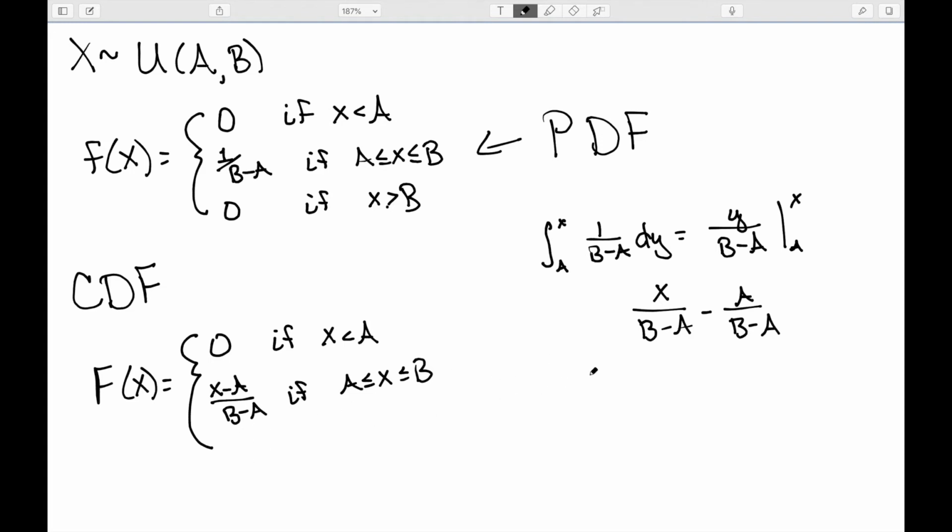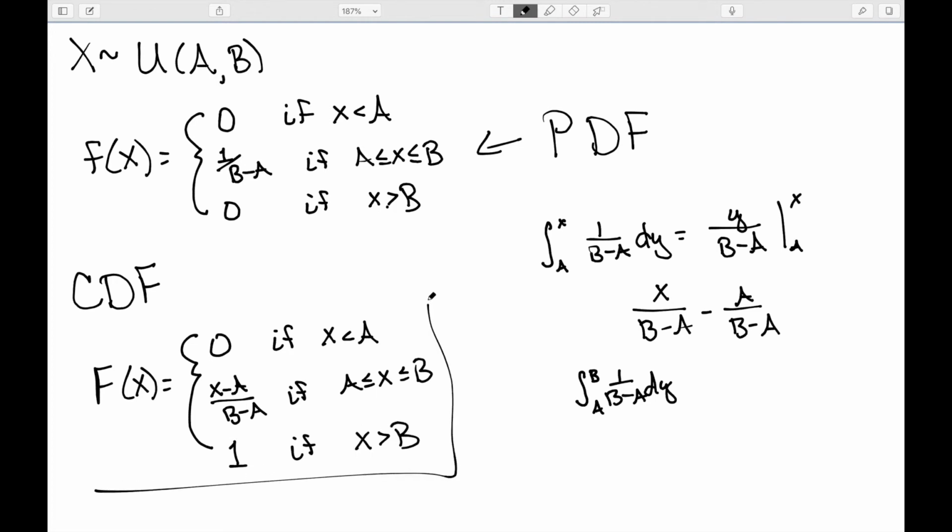For this piece here, we need to consider everything that comes before it, so the entire integral from a to b. In this case, since we've already integrated this, all we have to do is change the x to a b. We get (b minus a) over (b minus a), which is 1, if x is greater than b. So this is my CDF.